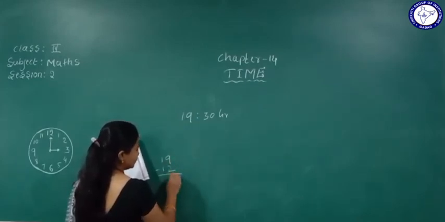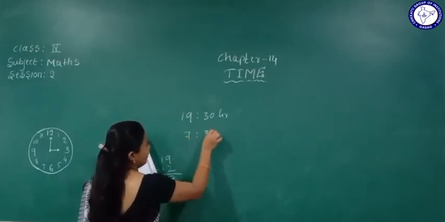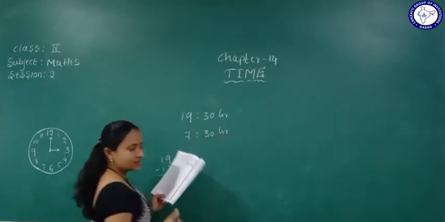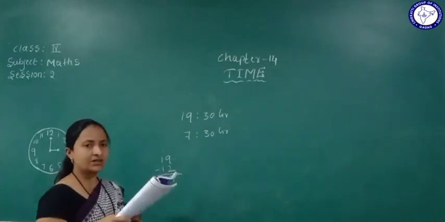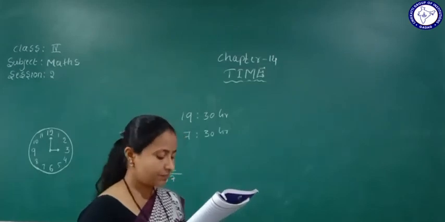So 9 minus 2 is 7. So 7:30 hour. Yes. So that is 7 hour 30 minutes. Okay. Yes.